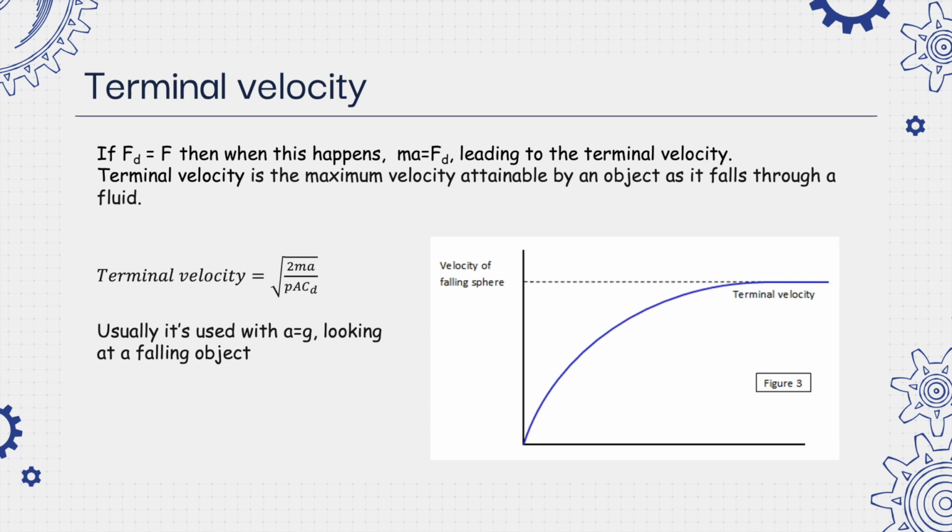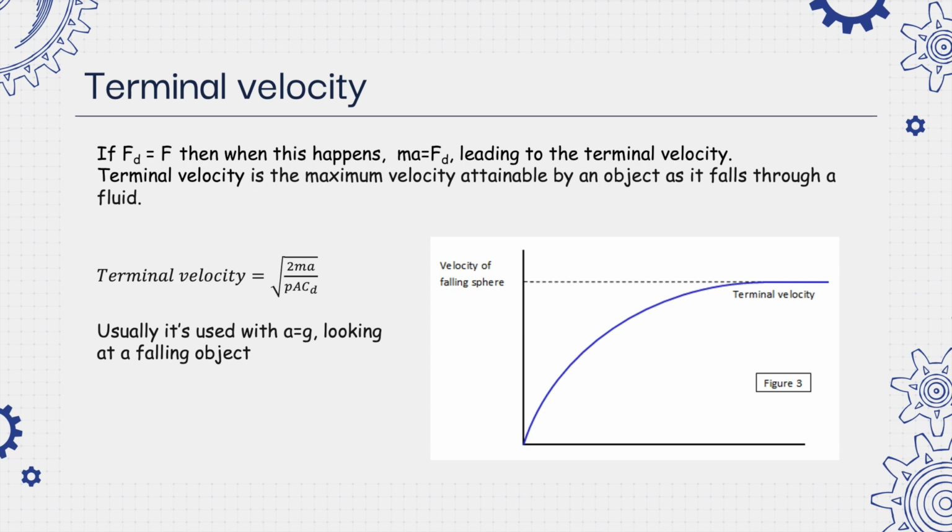For example, the rain. When water comes down, if you calculate without air resistance, it's going to come down really, really fast, and it may actually kill you. But since there is air resistance, water accelerates, but then it stops at a certain terminal velocity. So terminal velocity is the maximum velocity attainable by an object as it falls through a fluid. Terminal velocity here I wrote as a basic formula.